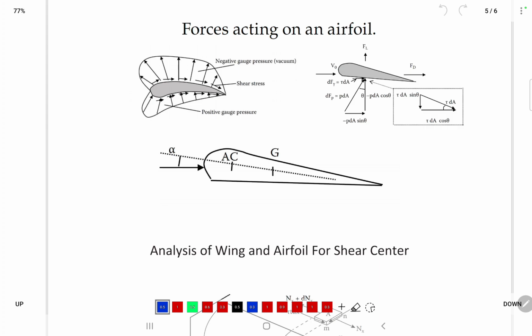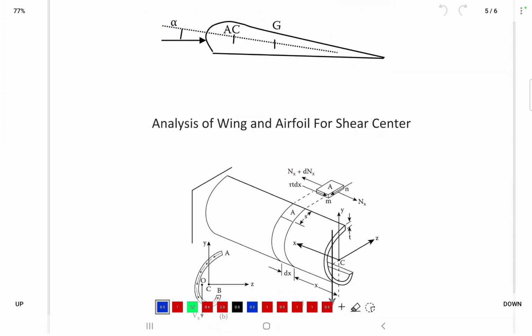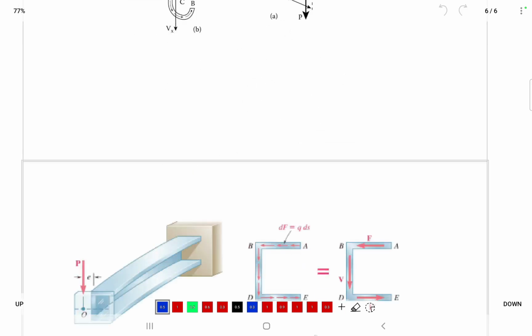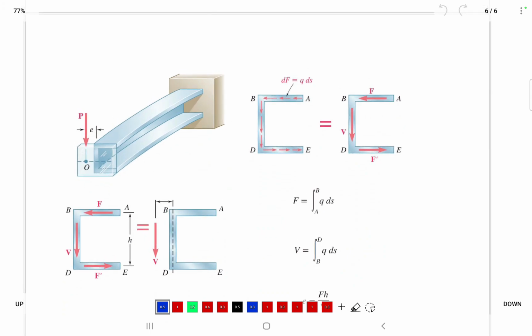Okay, now before we continue our discussion about the airfoil, we need to consider one point from our past study, which is the shear center. The airfoil is a thin-walled structure, like what I show here, and these are the forces on this thin-walled structure. One of the points to be discussed in an airfoil and in thin-walled structures is the shear center. So the shear center will be explained in these figures.